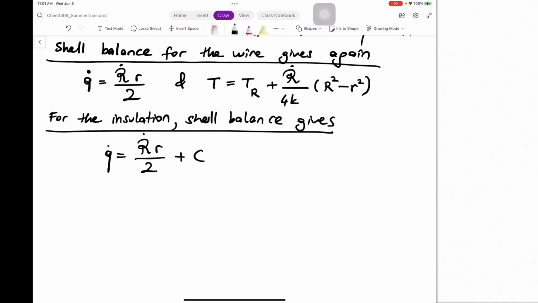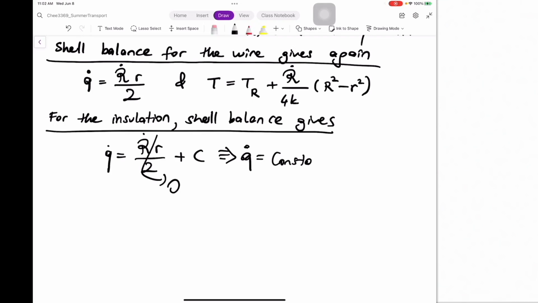Is there any heat generation in the insulation, within the insulating material? Yes, no? No. So you would basically find out that in the insulation, the Q dot comes out to be constant, but let's see how it happens.